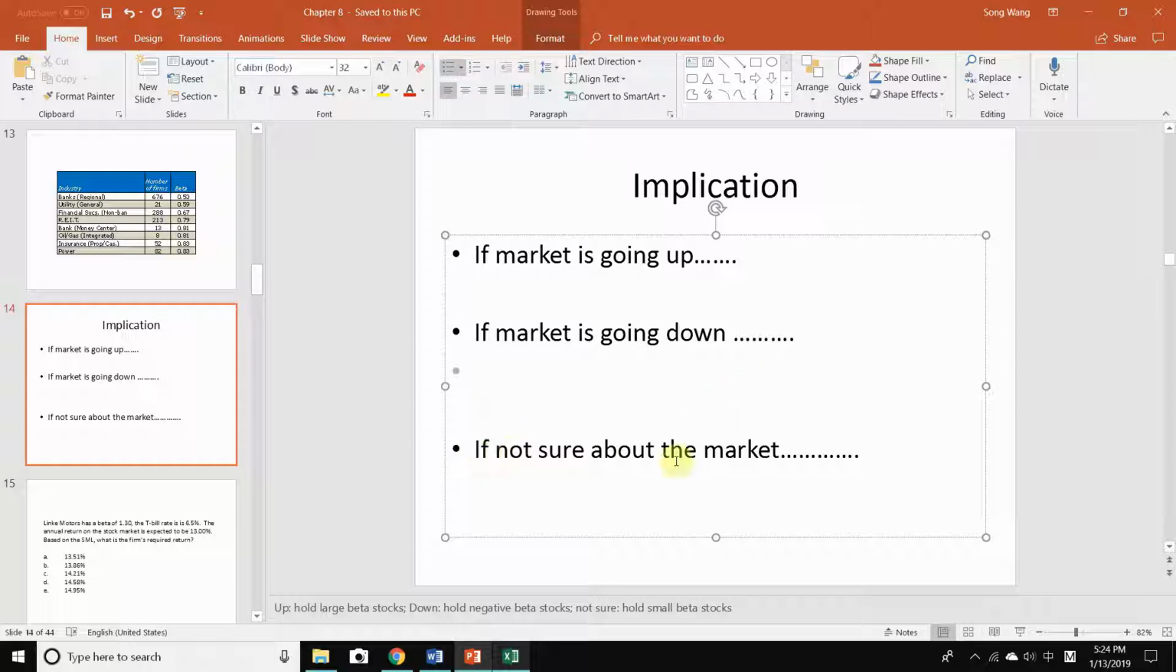If you're not sure about the market, you don't know whether the market is going up or going down, then you probably hold the stock with a very small beta. That means if the market increased by 1% or decreased by 1%, then the stock return just doesn't change as much as 1%. So if you're not sure where the market is going, you just hold small beta stock.